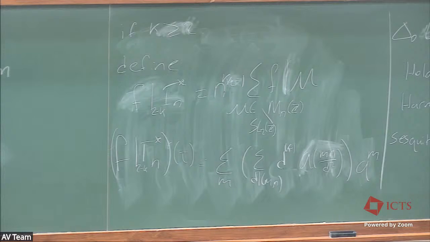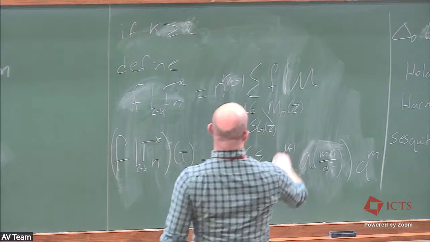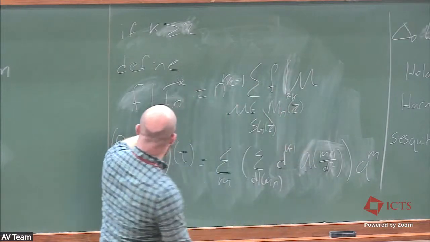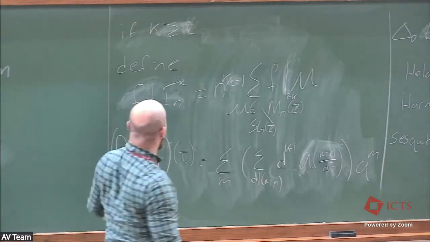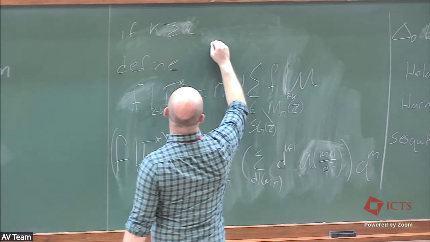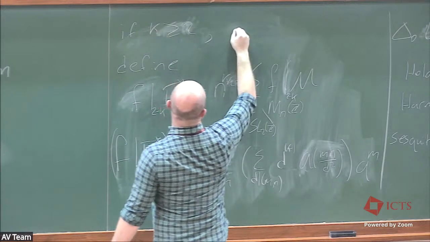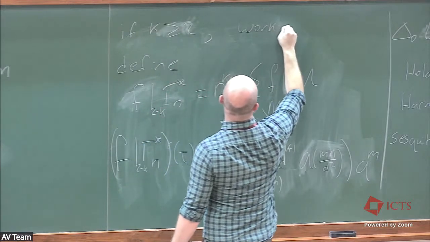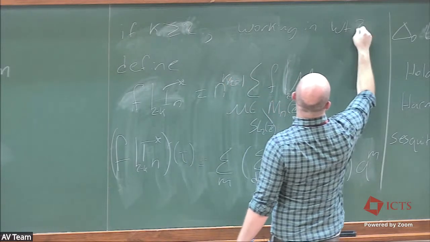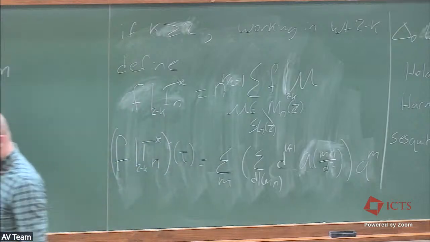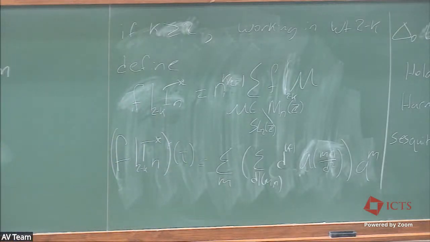Yes? What's that? Oh, this is 2 minus k. So I'm working in weight 2 minus k in this situation. So k is greater than or equal to 2. Working in weight 2 minus k. So again, I like to keep k positive. So 2 minus k is my negative weight, and this preserves these integrality properties here. What's that? Oh, where?